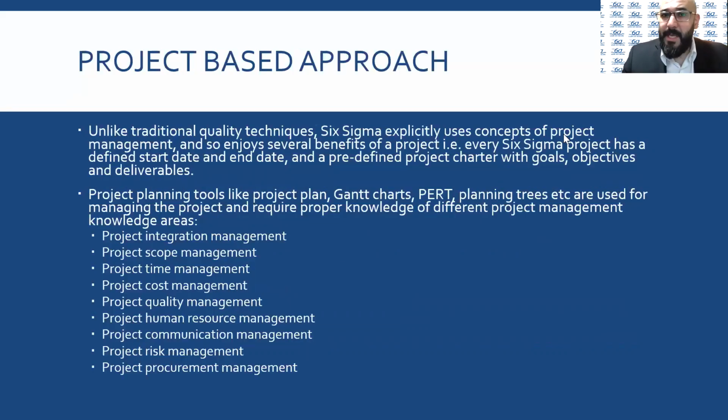It's a project-based approach, which is not as it was before. Before, most of the process improvement was based on individual efforts, but now we use project management methodology and project planning tools like the project plan, Gantt chart, PERT chart, and planning tree. These are all tools that we could use in the Six Sigma technique.